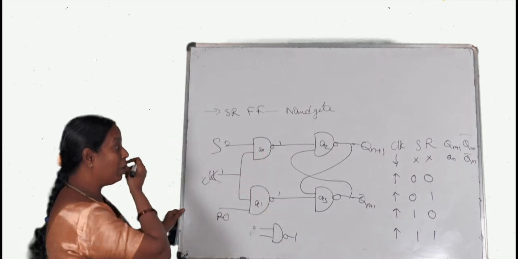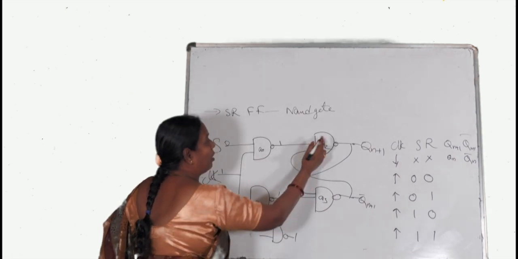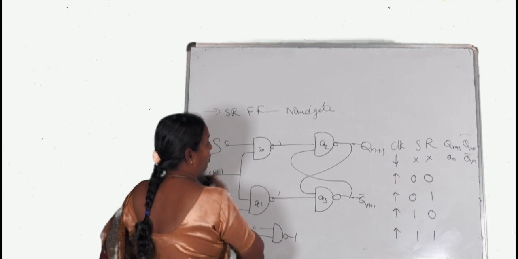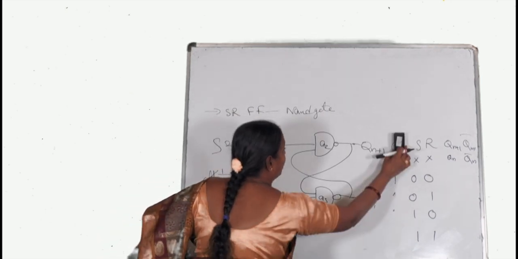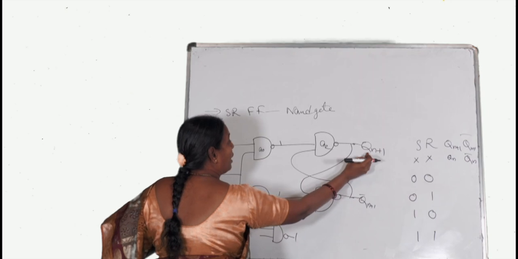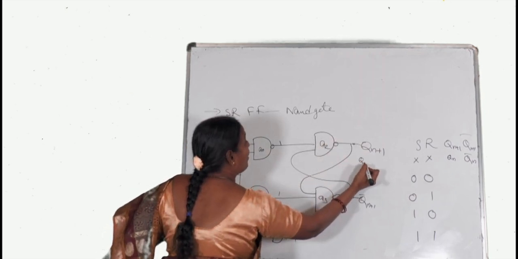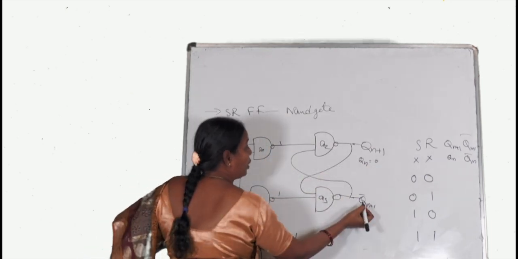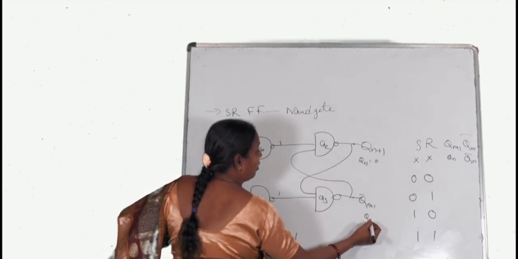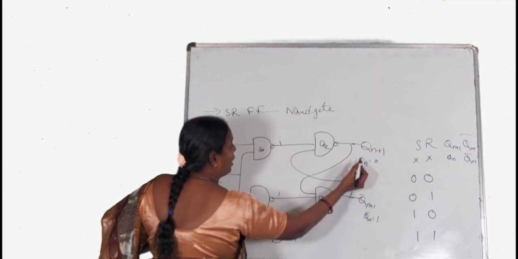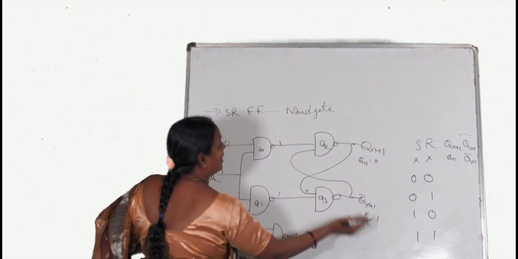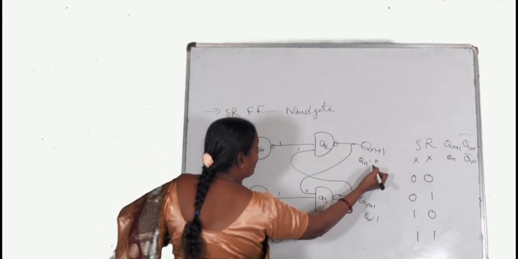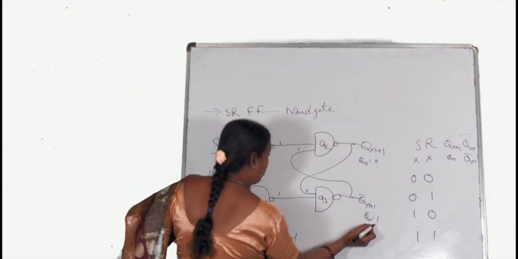Now, as here 1, 1, the NAND output of this gate depends upon the second input. To determine that, we have to assume first, here we have taken Qn plus 1. Let us consider the previous value is Qn and let's take that value as 0. If it is 0, Qn bar will be 1. So this 0 comes here and this 1 comes here. For 1, 1 the NAND gate output is 0, and for 0, 1 the NAND gate output will be 1.